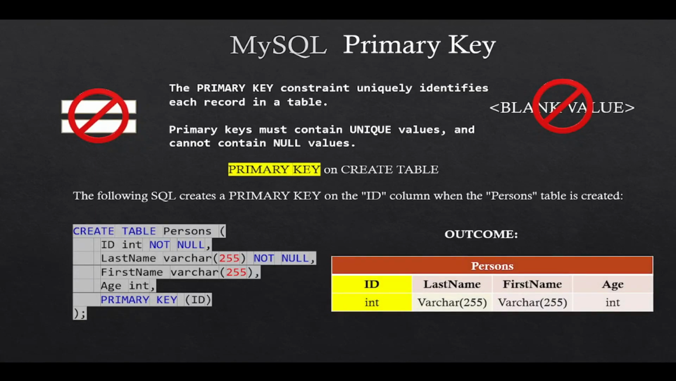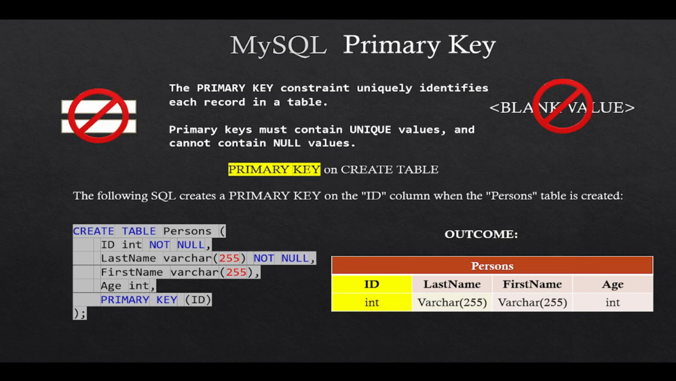Here is an example of primary key on create table. The following SQL creates a primary key on the ID column when the persons table is created. Create table persons, ID not null, last name varchar, first name varchar, age int, primary key ID. What this does is assign ID as the primary key when you are creating a table.